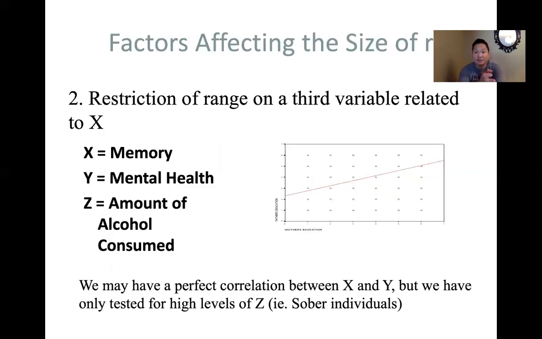Restrictions of range on a third variable can affect things. So if you're looking at the relationship between memory and mental health, how good your memory is affects your mental health? If you're looking at only people that don't use drugs and don't drink, you could have a really great relationship there. But you're restricting your range. You want to look at as broad a range as you can. It may be that the relationship between memory and mental health is less strong when you include people that use whatever substance might affect their memory. So not only do we have to worry about range restriction on the variables we're looking at, we have to worry about it on potential third variables.